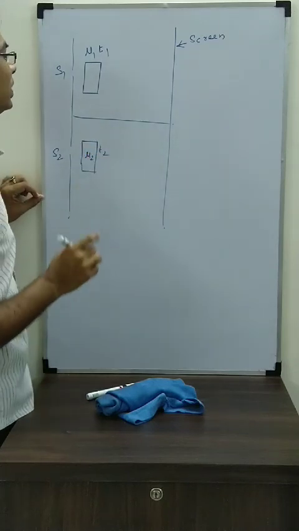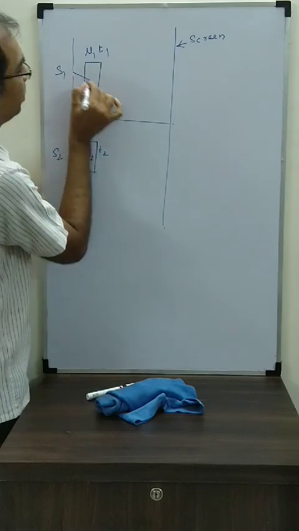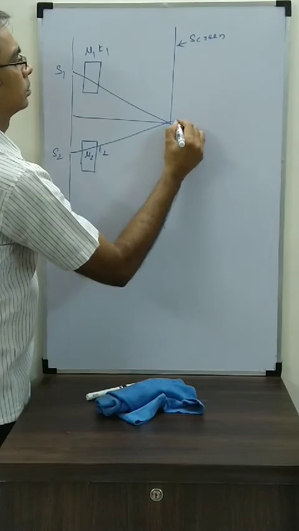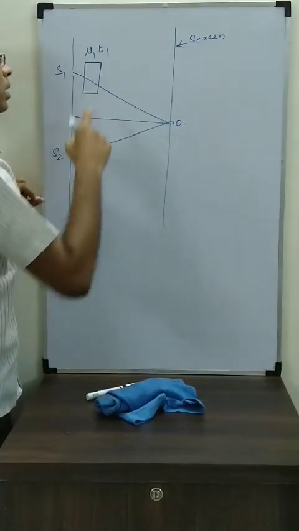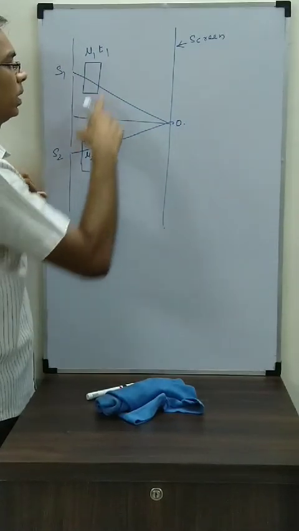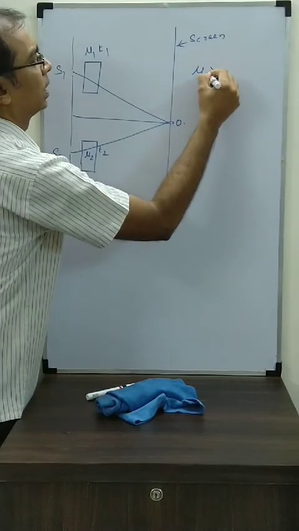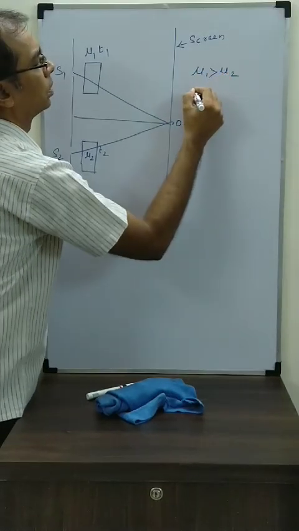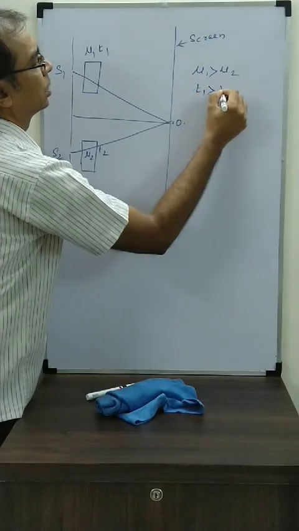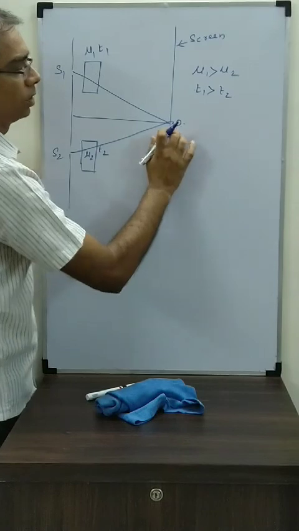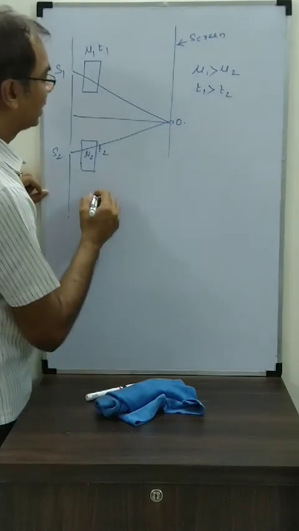Okay, the first question is, what is the path difference at the center of the screen? That is the first question. And mu1 and mu2 are not equal, t1 and t2 are not equal. More we can say is, suppose I take mu1 is greater than mu2 and t1 is also greater than t2. Then what is going to be the path difference at point O? So delta x.